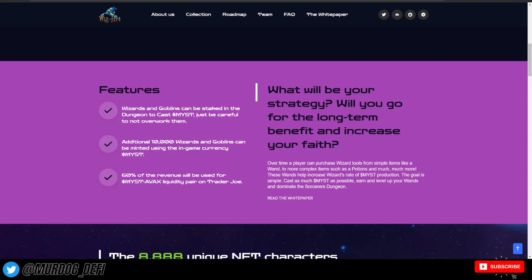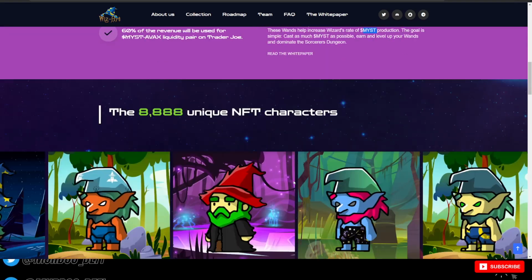Will you go for the long-term benefit and increase your faith? So over time, a player can purchase wizard tools from simple items like a wand to more complex items such as potions and much, much more. These wands help increase the rate at which you produce the Mist tokens. And the goal is simple: cast as much Mist as possible, earn and level up your wands, and dominate the Sorcerer's Dungeon.